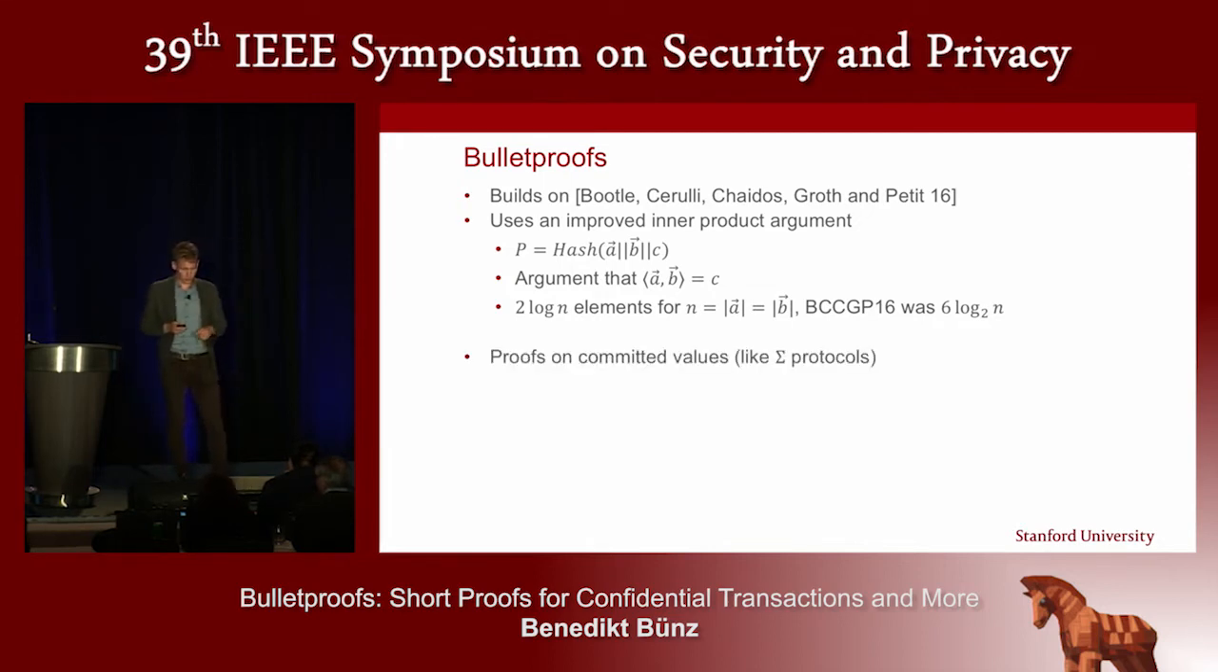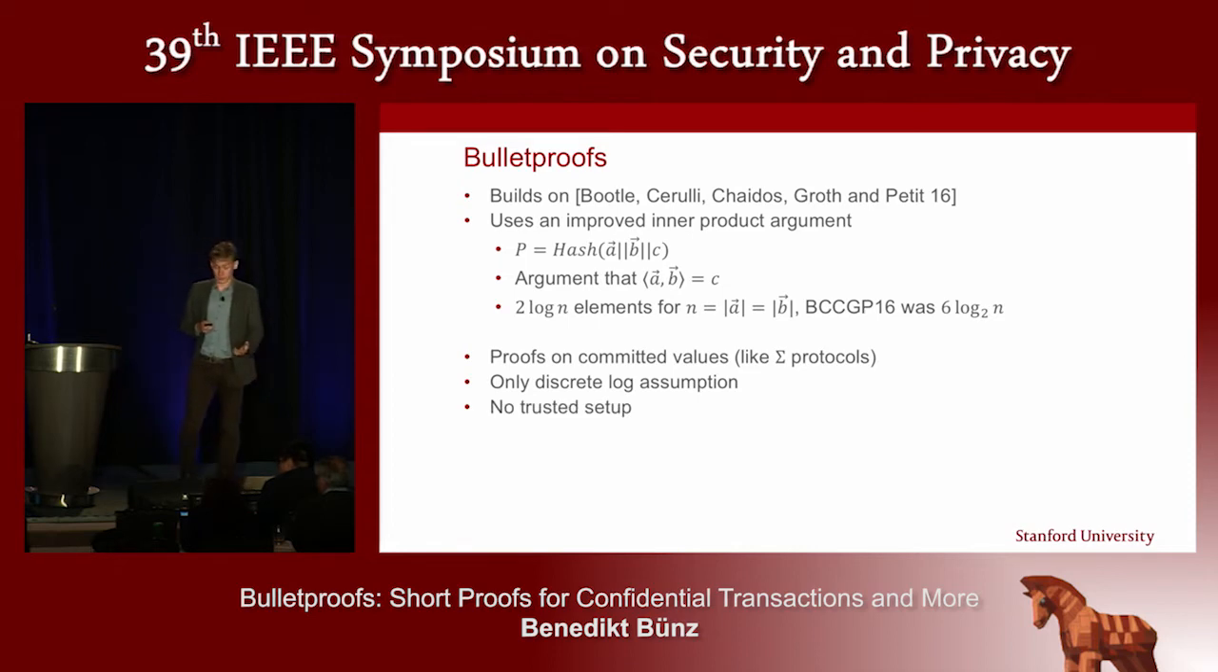And we also enable proofs on committed values. If you remember what I showed you previously in the confidential transaction, I have to prove that the value x, which I previously committed to, is in some range. I can now directly do a proof on that statement rather than implementing, say, the commitment algorithm or the opening algorithm in my proof system. It also only relies on the discrete logarithm assumption and doesn't have a trusted setup.